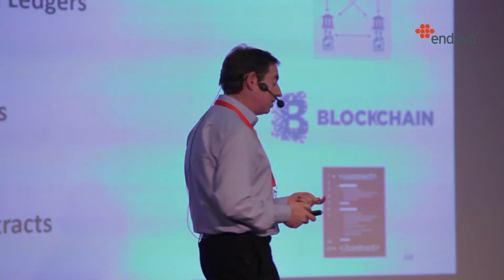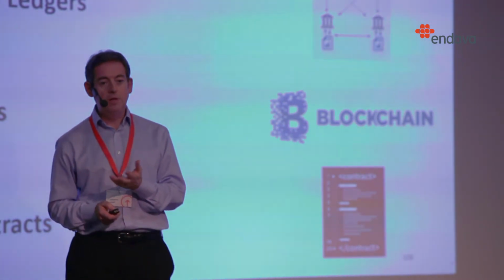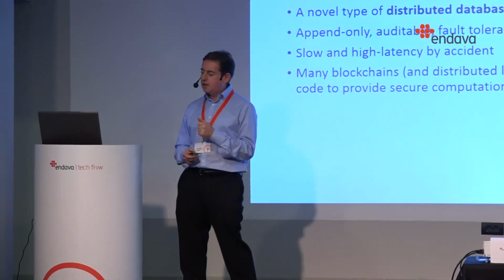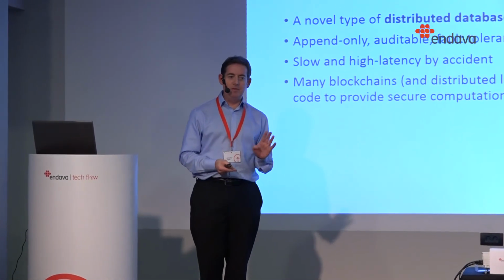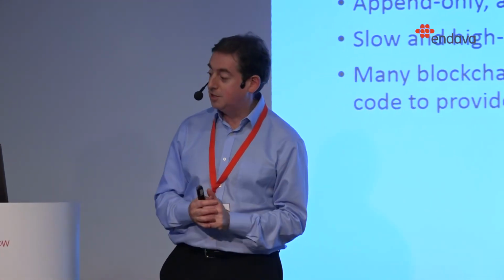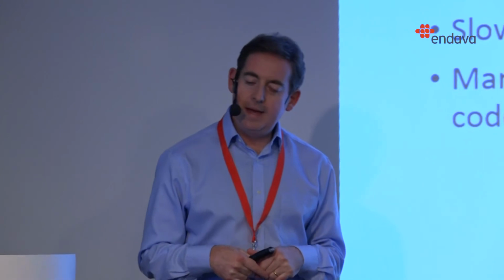And then smart contracts are blocks of code on the blockchain that you can execute to change it. The blockchain's a kind of distributed database, apart from the slight embarrassment about read and write and never being sure when it updates itself. But it is a distributed database. But it's unique because it's append-only. It's very auditable, it's very fault tolerant, and it's very secure.